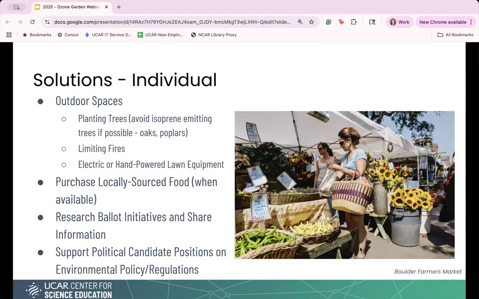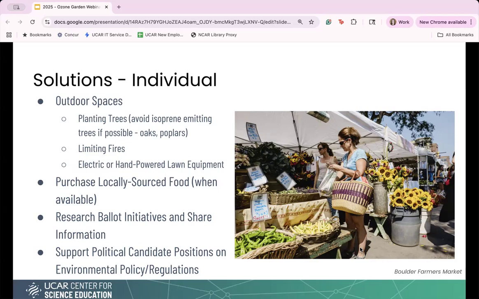And then our outdoor spaces. So planting trees. And I did mention in here that trees are wonderful. If you have a choice what trees you plant, there are some that can react to produce ozone. So there are oaks and poplars. If you're interested in a story about this, I'm going to put that in the chat also. There's a link from Yale that has more about this with the trees. But again, planting trees is great. Limiting fires and also thinking about electric or hand-powered lawn equipment.